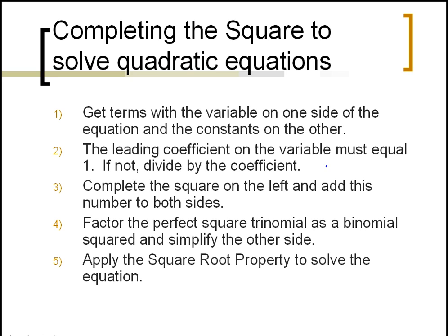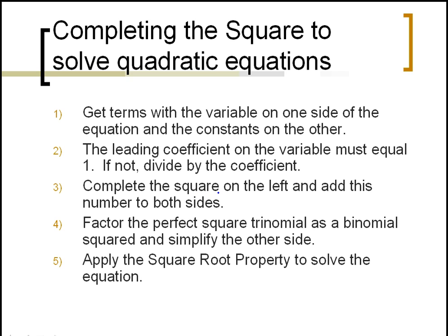The leading coefficient of the variable must equal 1. If not, you have to divide through by that coefficient. That's because all those previous examples that we did with the perfect square trinomials only work if the coefficient of the square term is 1.